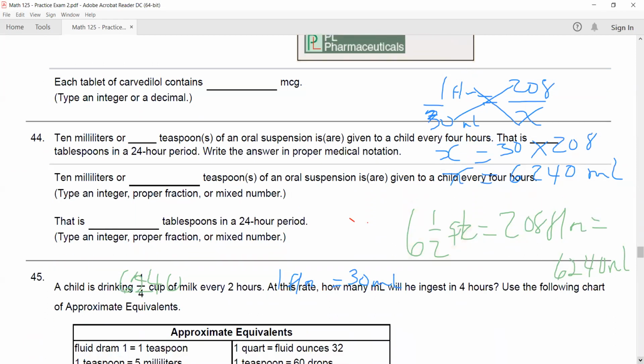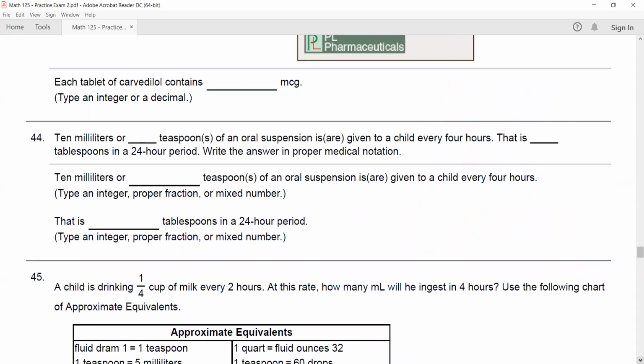Let's look at one more, and that is going to be number 44. So 10 ml or dash teaspoons of an oral suspension is given to a child every 4 hours.